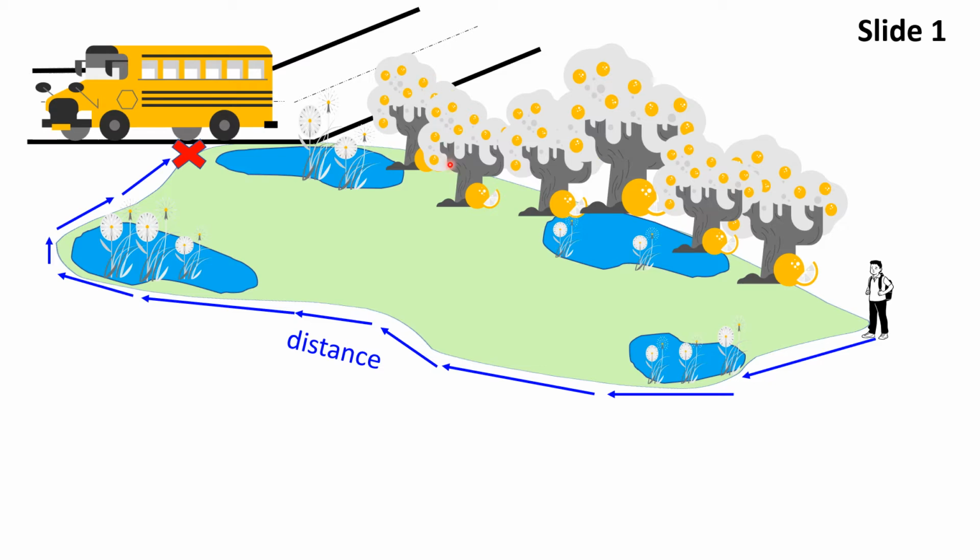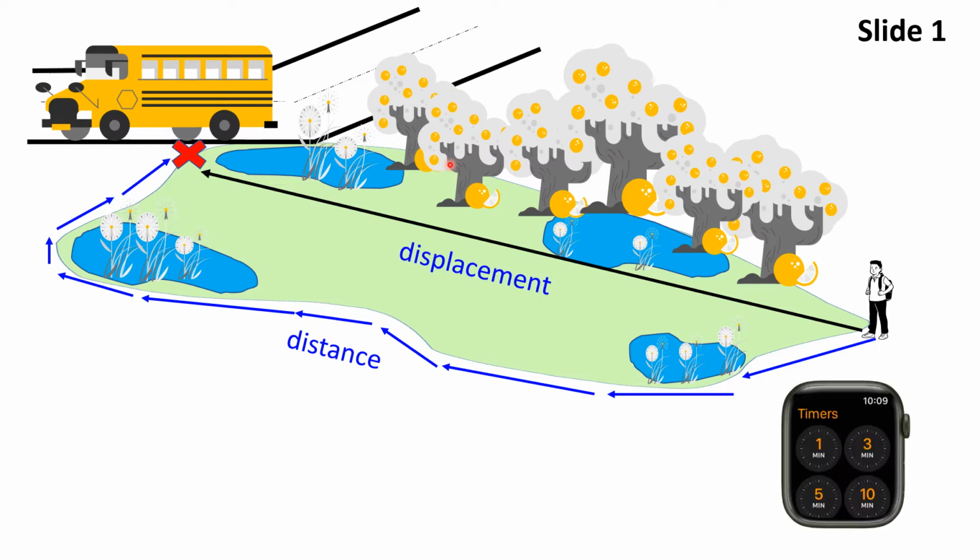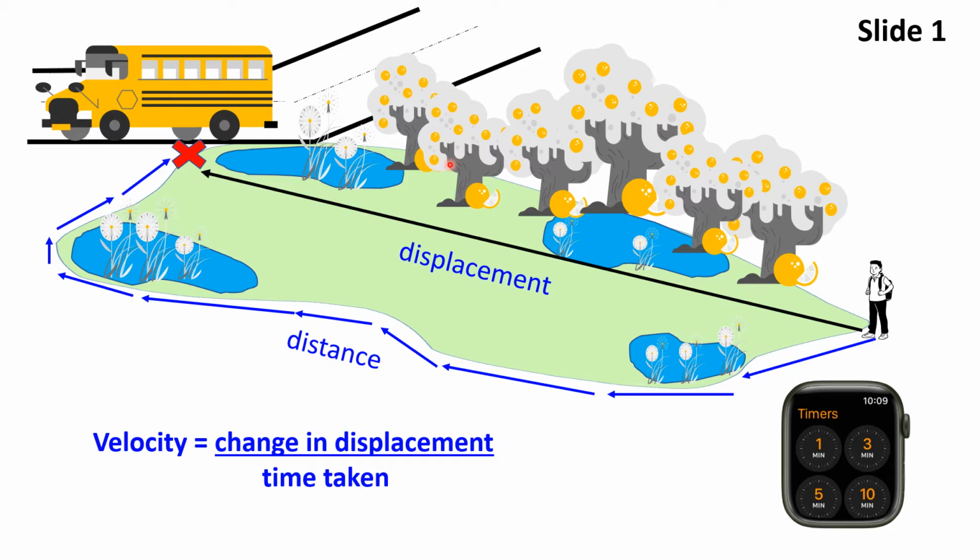Now let me say this student wants to calculate his velocity, which is the same as how fast he walked. Then he would have to record the length from his start point to the X mark as a straight line. He also needs to take the time he walked. Then he divides the displacement by the time taken. Because this quantity requires the direction in which he measures the length, velocity and displacement are vector quantities.